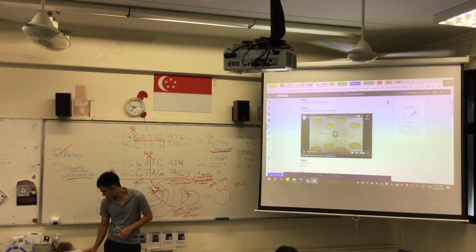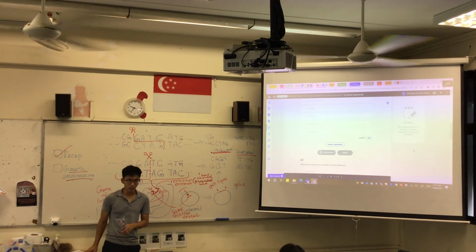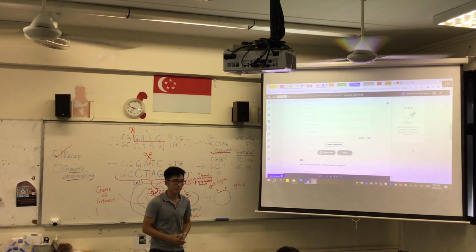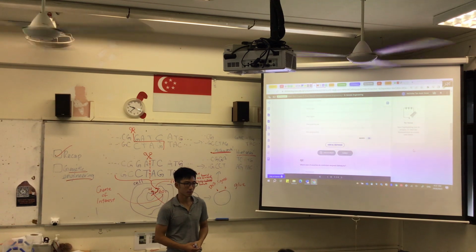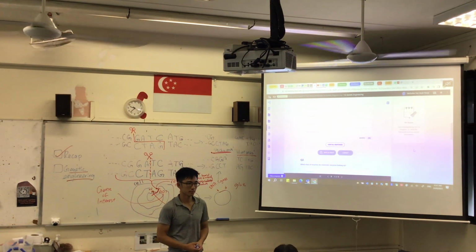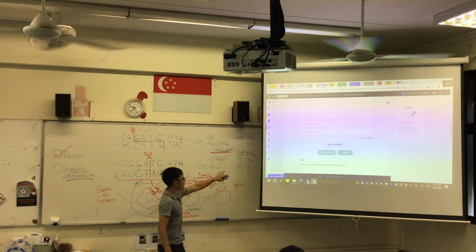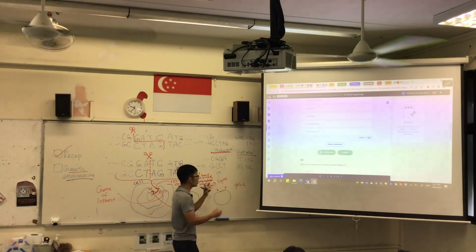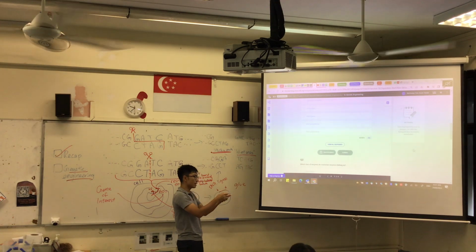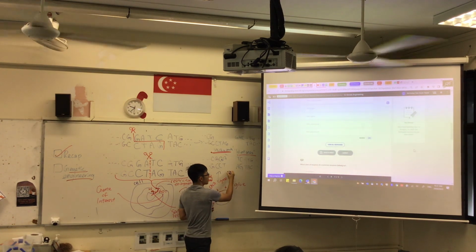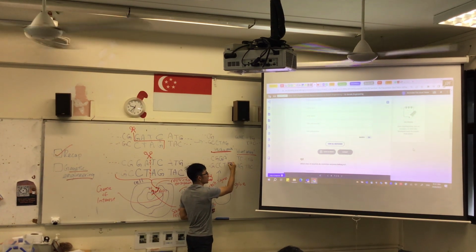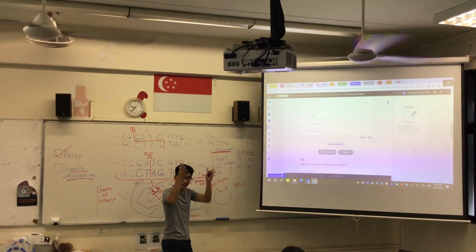The next step is to... Okay, so I take a pause here. So actually blunt ends at the end of the day, we could still insert it. Let's say this is the plasmid ends. We could still insert a gene of interest here with blunt ends.